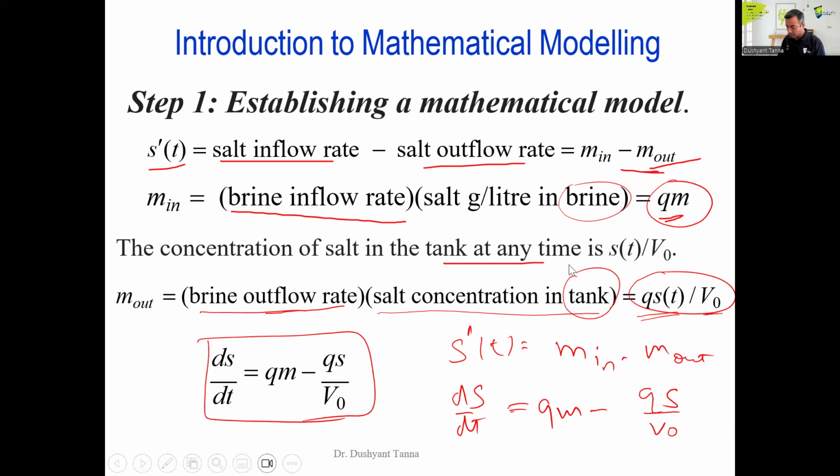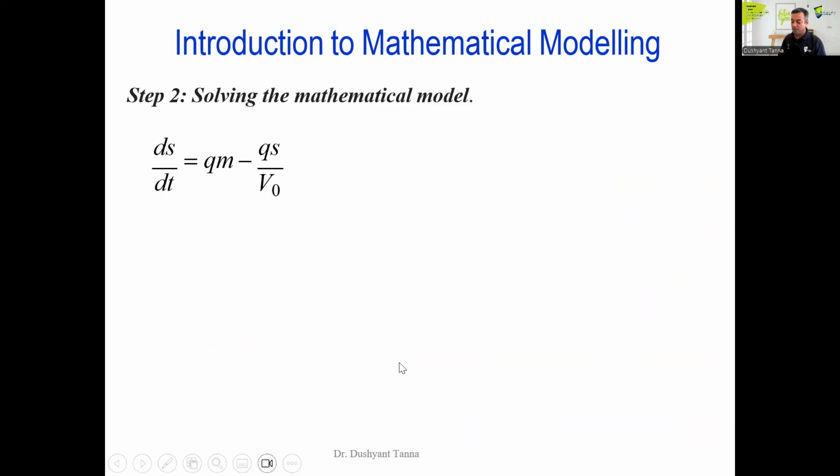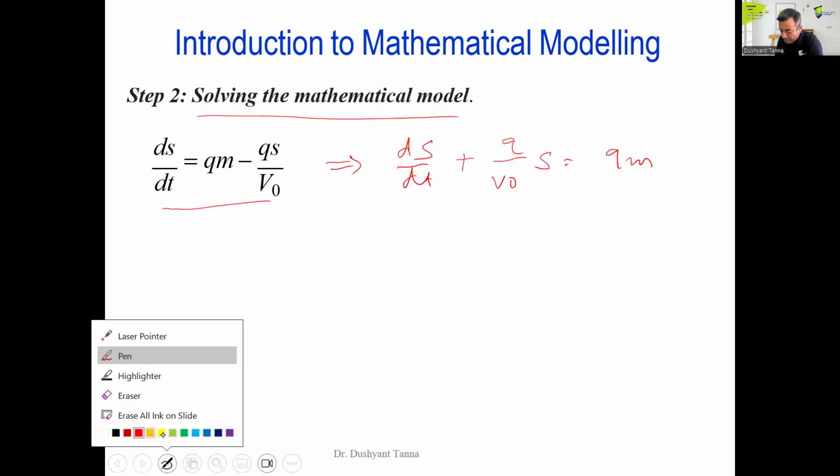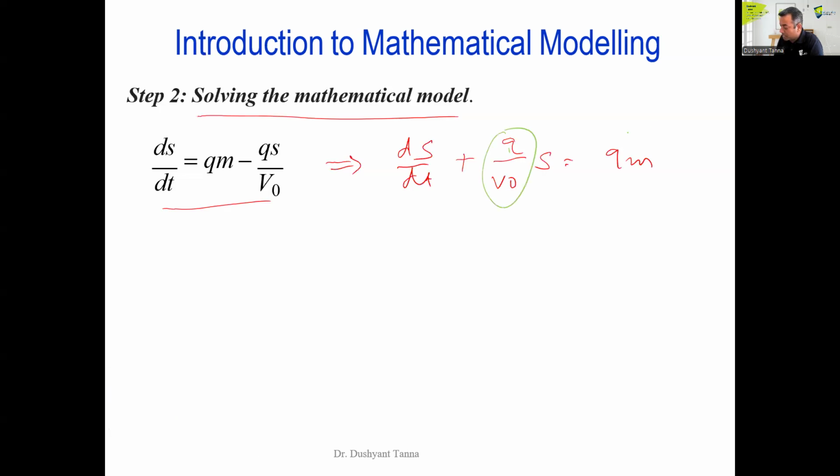What do we do? We solve it. Okay, so we write it a bit nicely. Step 2 is solving the mathematical model. So you got ds by dt. You can write it as ds by dt plus q over v0 s is equal to qm. Because our variable is s, we talk about ds by dt. This will be treated as our P and Q.